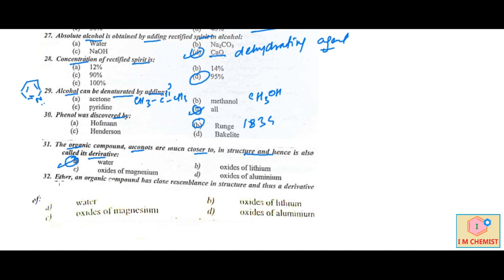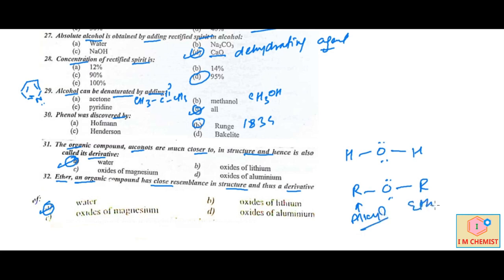MCQ number 32. Ether, that is an organic compound, has close resemblance in structure and is thus a derivative of what? So right option would be option number A, as we have discussed earlier, that we have a water molecule, and if you replace both the hydrogens of this water molecule with R groups, these are alkyl groups, it will be converted or transformed into another class of organic compound that are known as ether. So option number A would be correct.